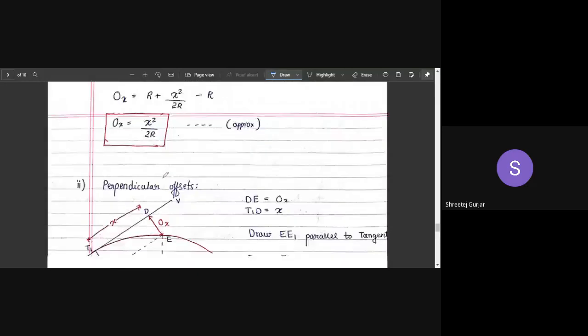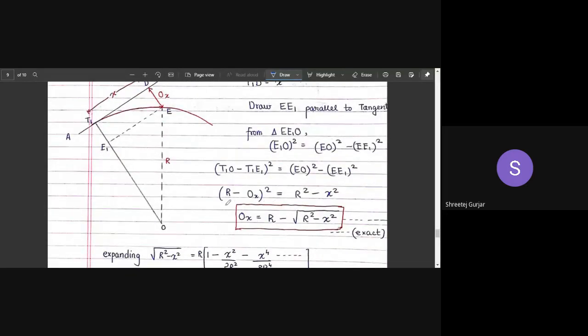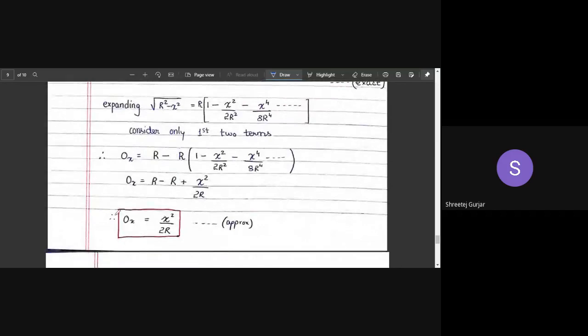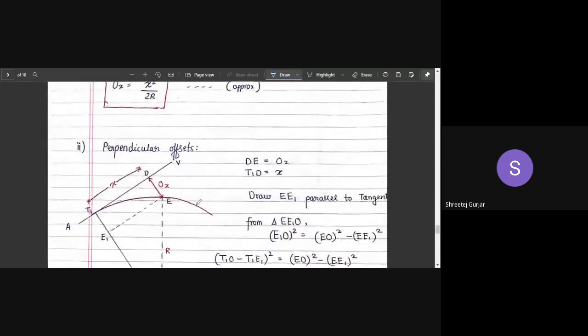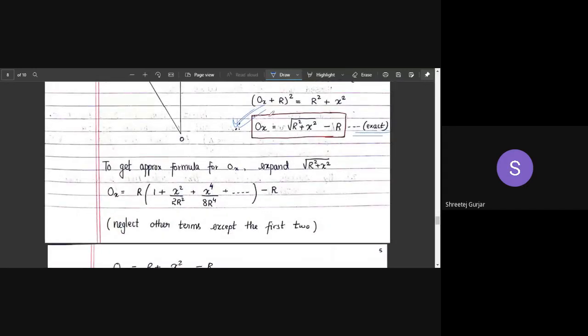If you are dealing with a perpendicular offset, the exact formula is r minus square root of r square minus x square. The approximate formula is x square by 2r. The approximate formula is common for both the radial and the perpendicular offset methods. Keep this formula in mind. We will solve a numerical on this.